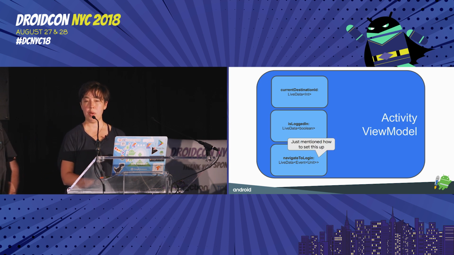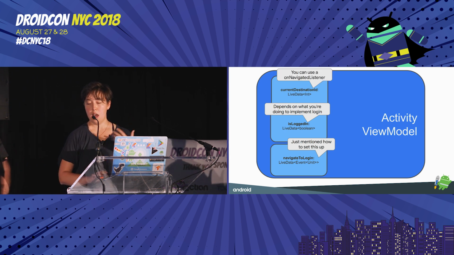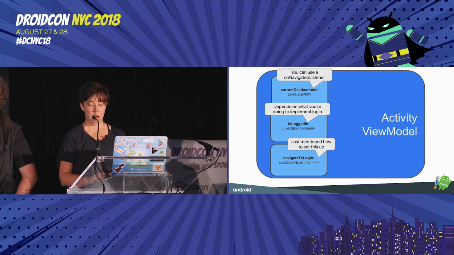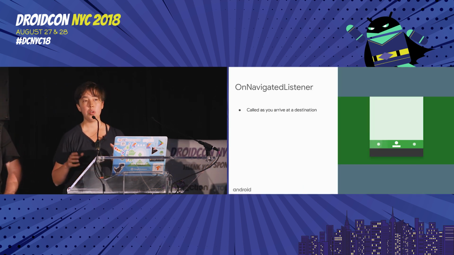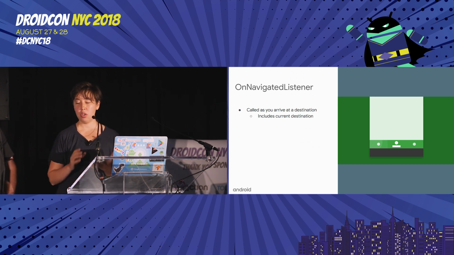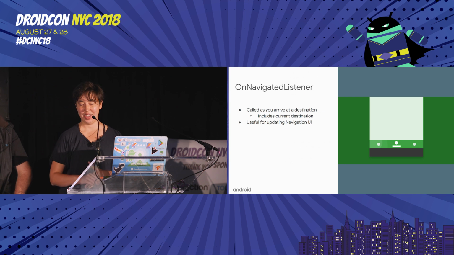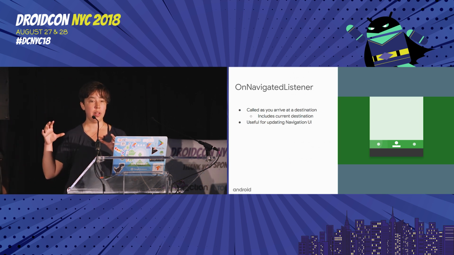So we just talked about how we would set this one up. This is really dependent on what your implementation of login is, but you take that live data and you switch it when the user's login state changes. But for this, we can use something called an on-navigated listener. An on-navigated listener is called when you arrive at a destination. It includes information about what the current destination is, and it's actually used internally to update things like global navigation UI.